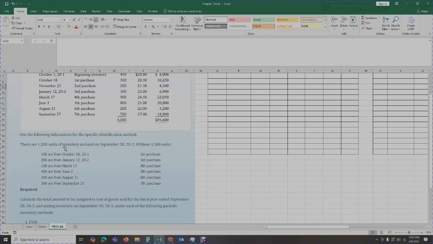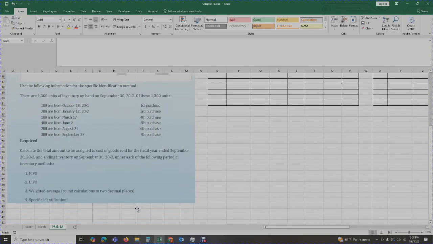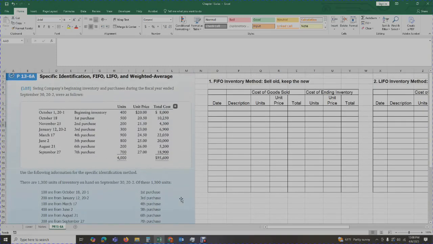So they give us specific information for the specific identification. It says that there are 1,300 units of inventory on hand, which is remaining that we have not sold as of September the 30th. Okay, and then they give you information. This will only be used for the specific identification. Okay, what are we required to do? We are required to calculate the total amount to be assigned to the cost of goods sold for the fiscal year ended September 30th and the ending inventory on September 30th under each of the following inventory methods: FIFO, LIFO, weighted average, and specific identification. Okay, so I've got my table set up. So we're going to start off with FIFO.